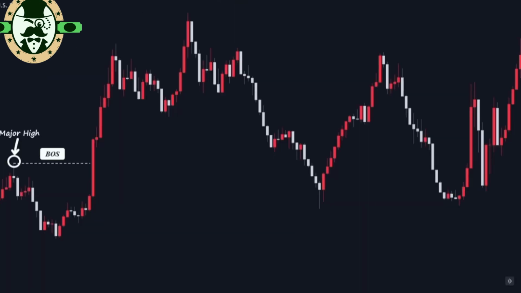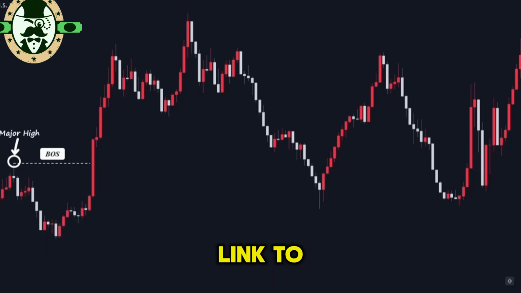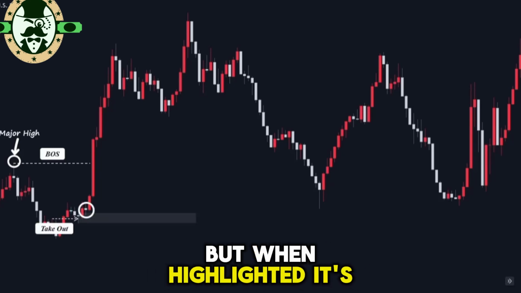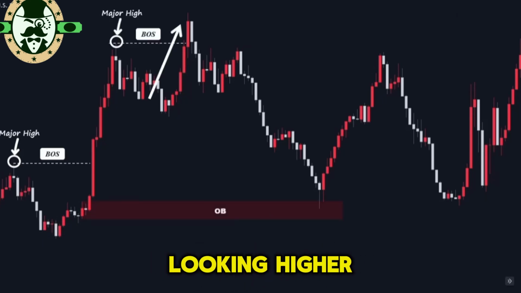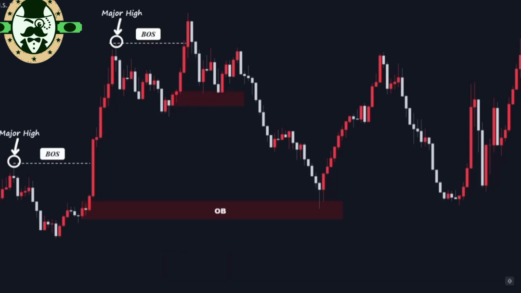Here we have the euro-dollar on the 15-minute time frame. Price is trending higher, and we see a bullish break of structure. From here, we look for the order block linked to that move. The last bearish candle before the rally looks like a candidate, but when highlighted, it's clear the wick mitigates it. That makes it invalid. Looking higher, we find another bearish candle that sweeps liquidity and leaves imbalance. This one becomes the valid order block.